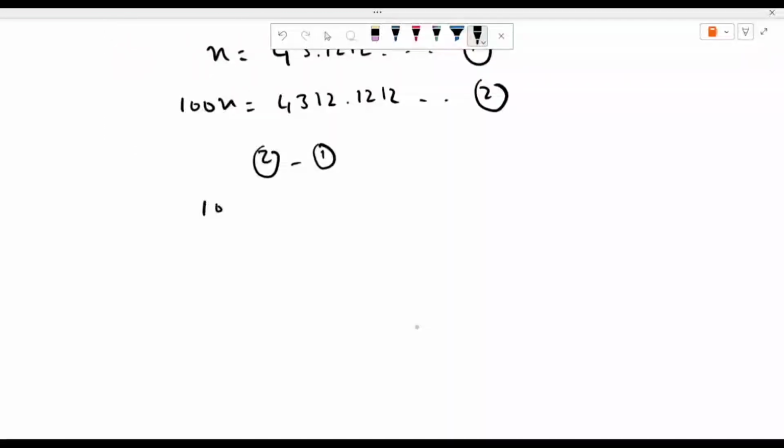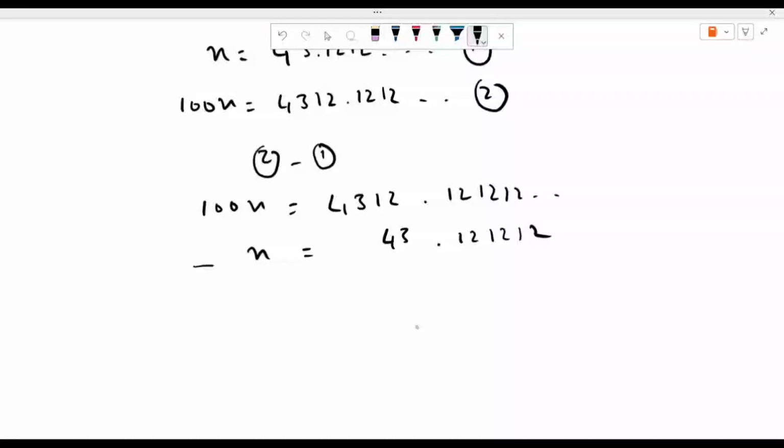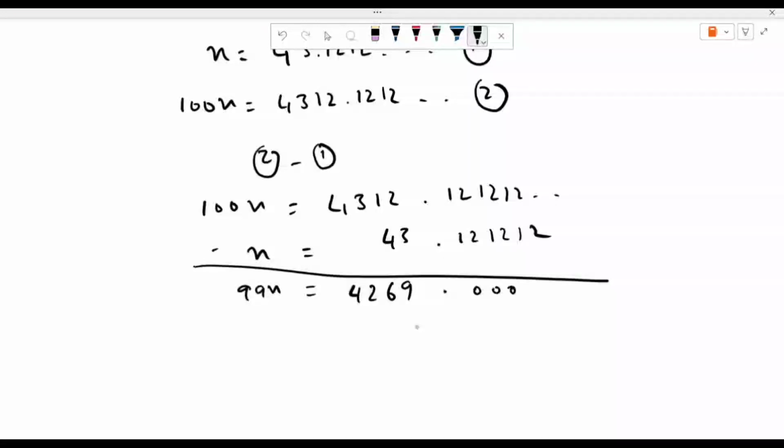this 100x equals 4312.1212 and so on, and x equals 43.121212. So now if we subtract, 100 minus 1 will be 99x. The decimal part: 4312 minus 43 will be 4269, and after the decimal all zeros.